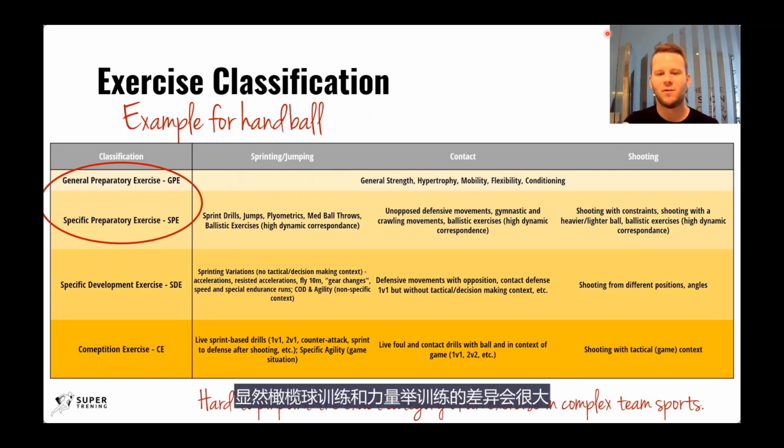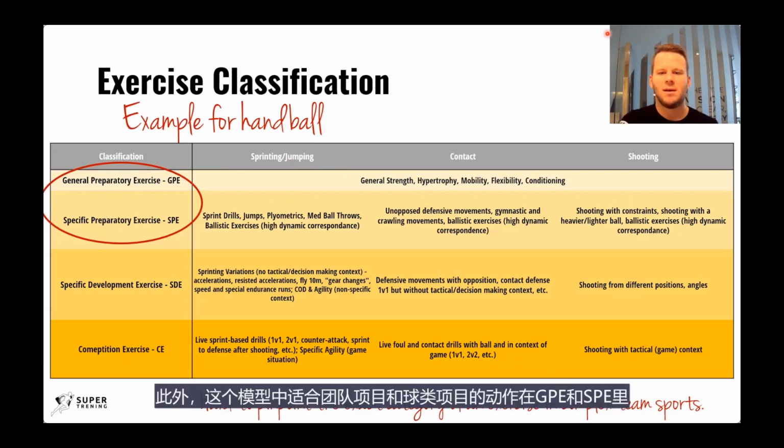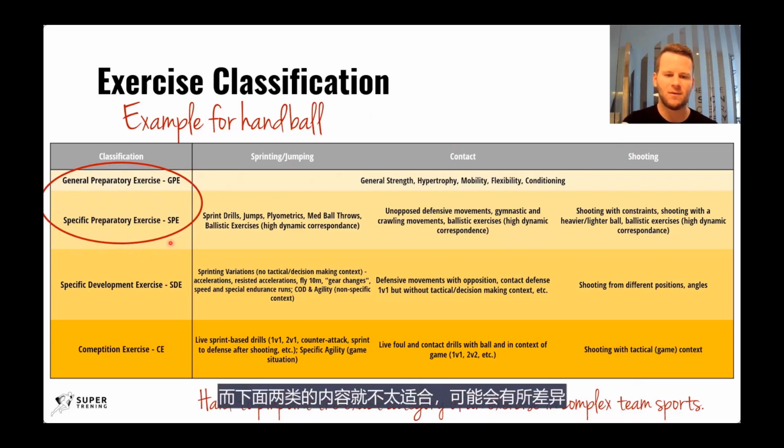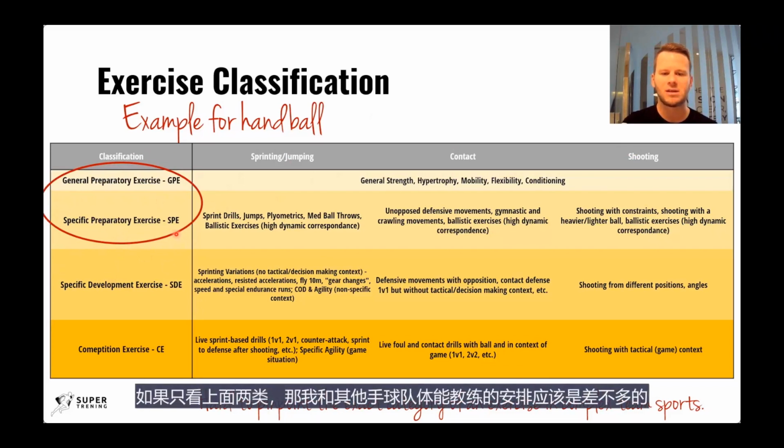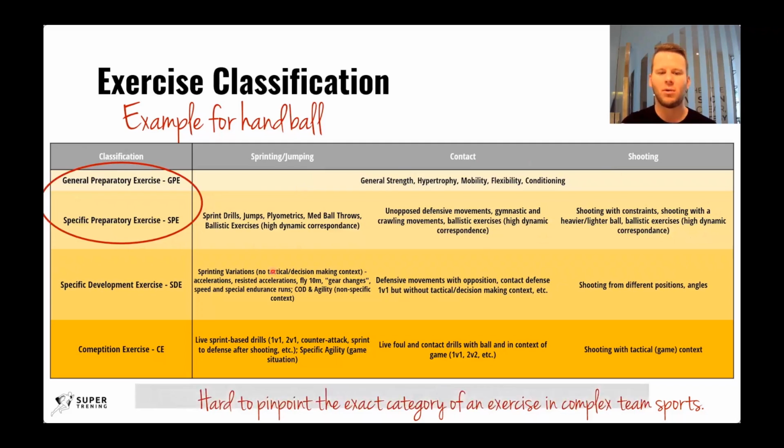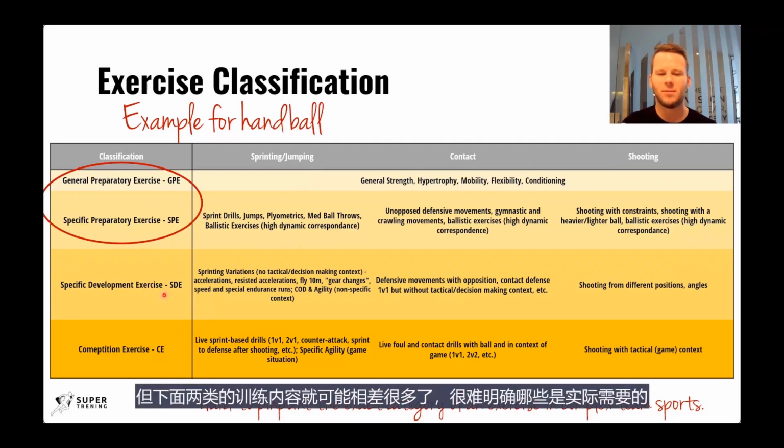So the exercises for a football player will be very different than exercises for a powerlifter, for example, and where they would be. Another thing to keep in mind is that most of the exercises for a team sport or ball sport will be here in GP and SP. Very few will be down here, or they will differ. If we take those two categories, most of the exercises for a certain sport will be the same or very similar between me, who works in handball, and another strength and conditioning coach who works in handball. While those two, well, they will differ. They will be different between me and others, and it's very hard to pinpoint exactly which are those.